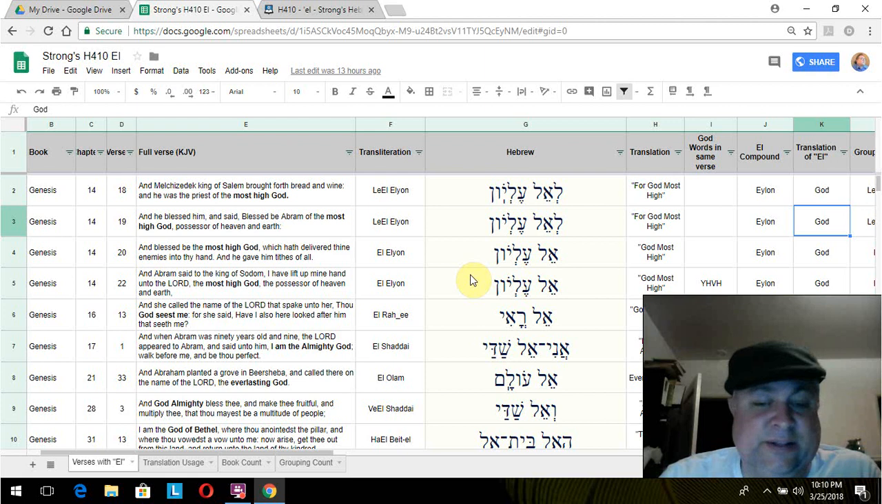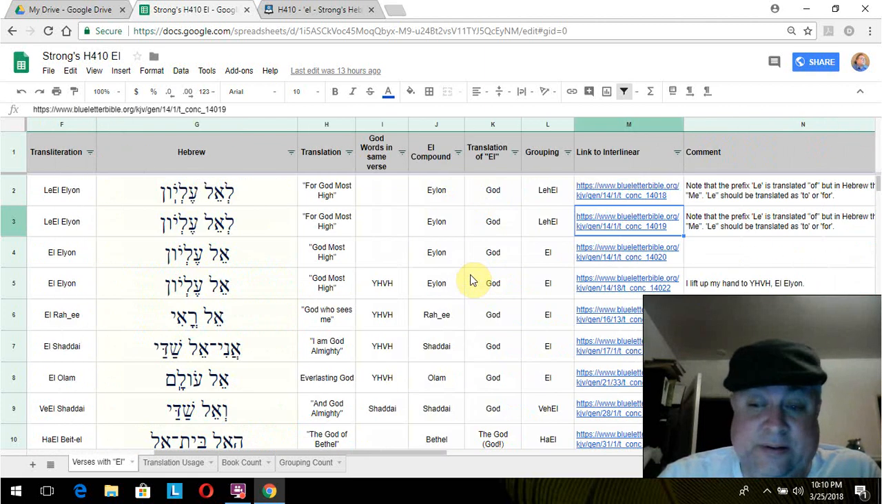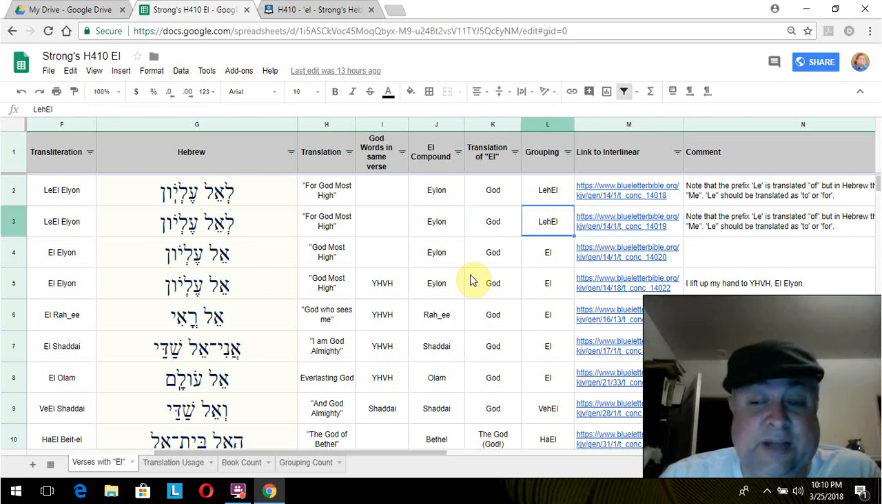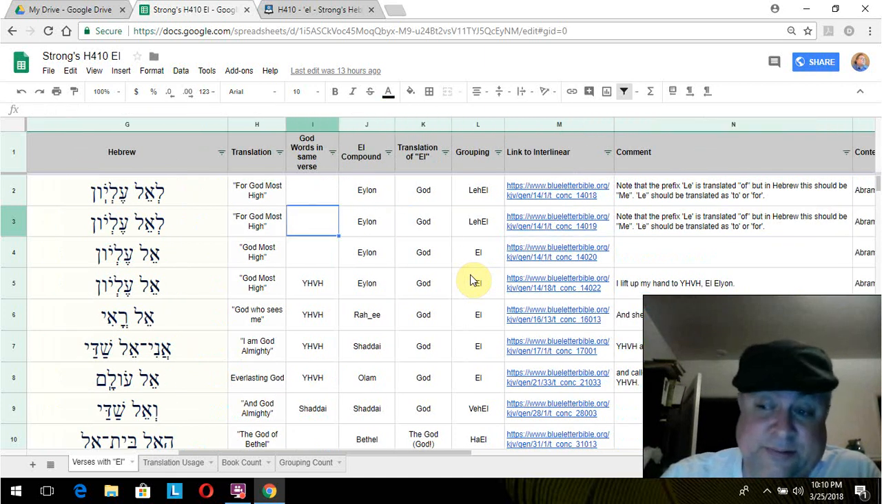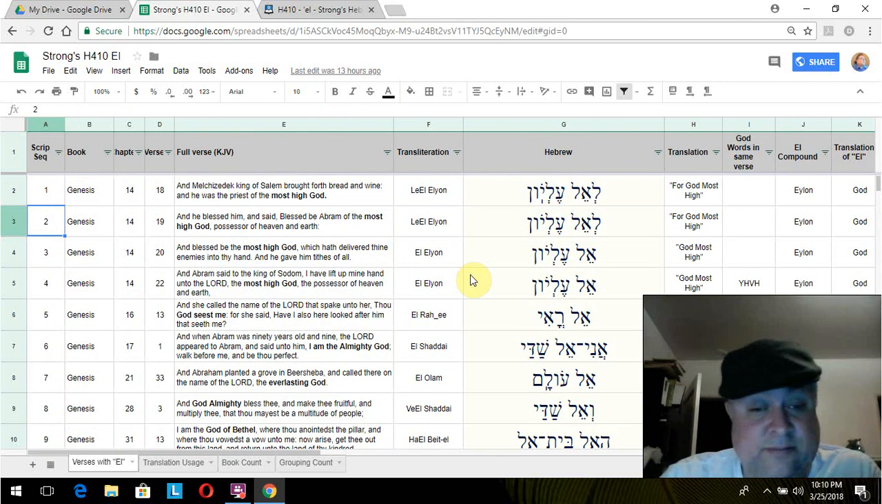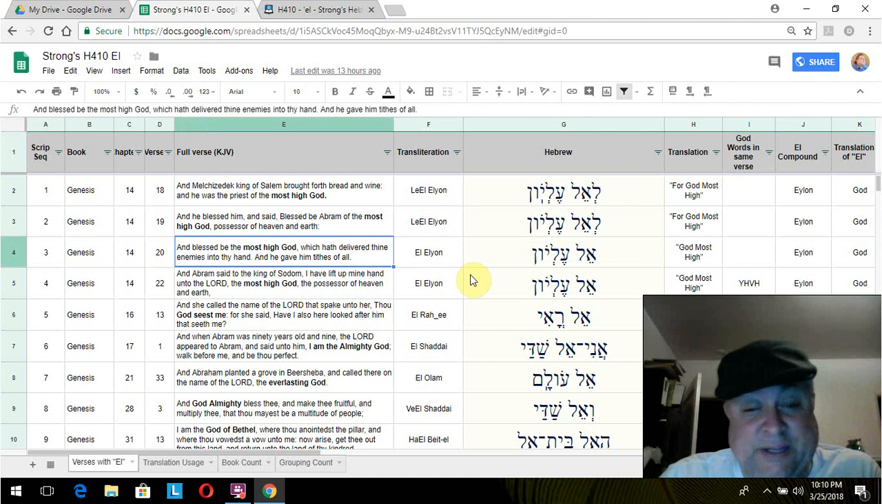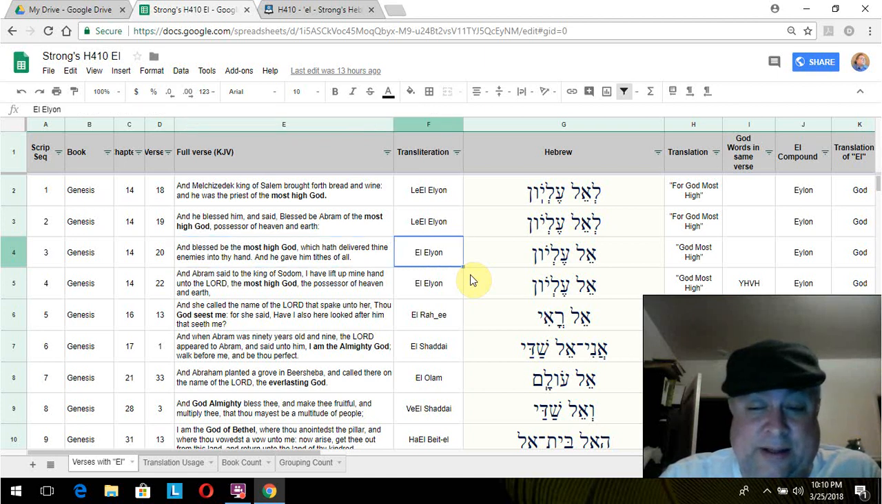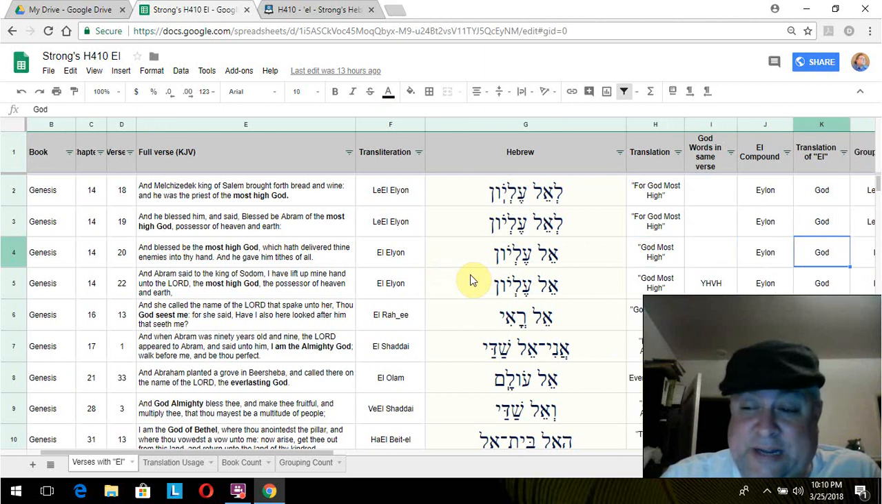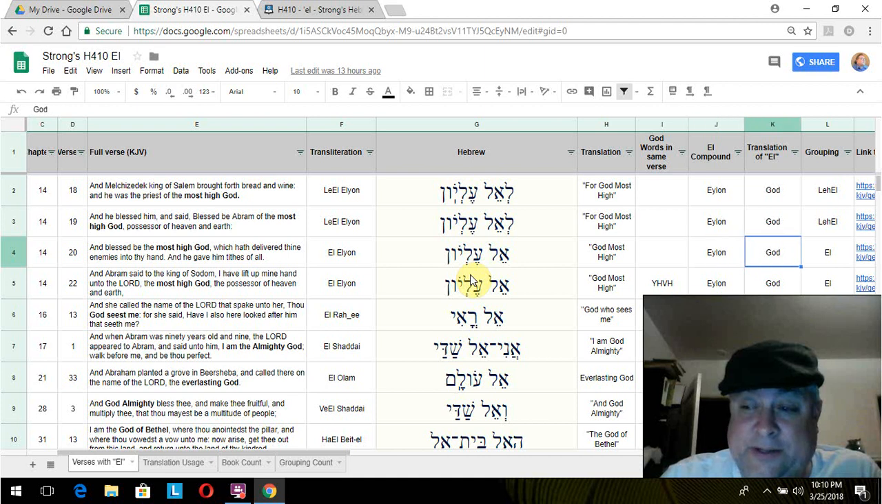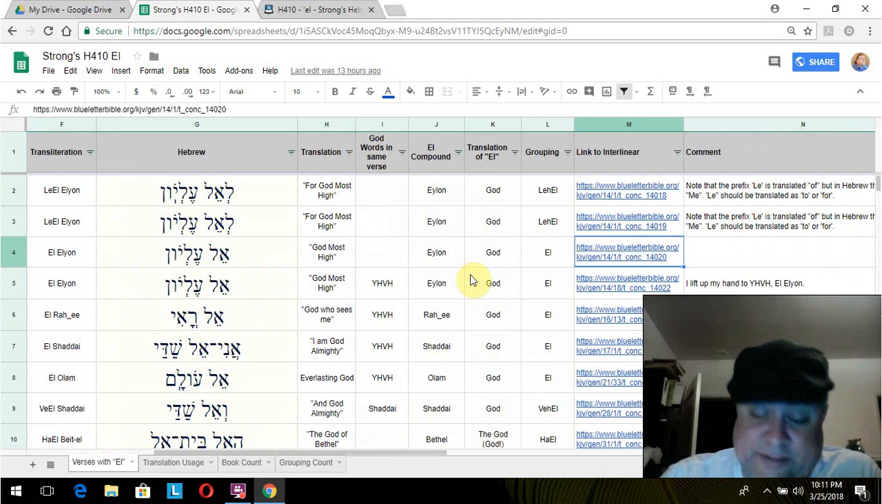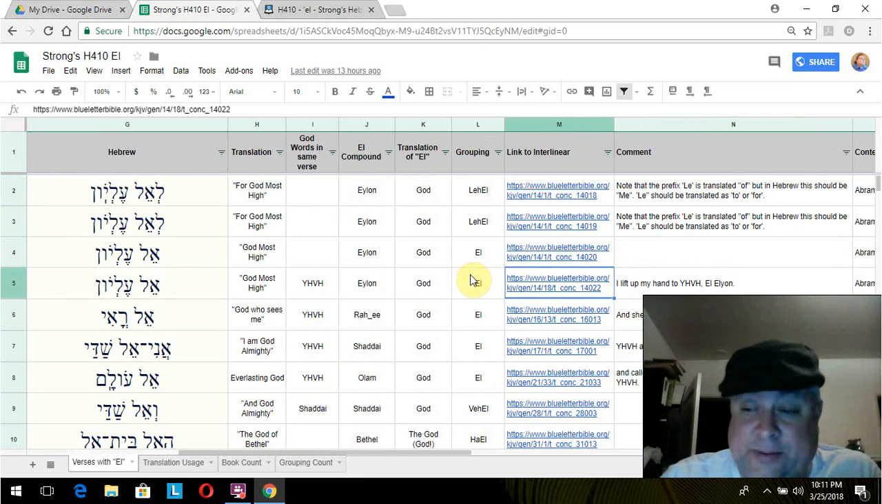The translation of El in this case is of God in the capital G sense, God. The grouping is Le'el. And the same note I have here in regard to the use of Le being translated as for. So verse 20 of chapter 14, and blessed be the Most High God, which hath delivered thine enemies into thy hand, and he gave them tithes of all. And we have El Elyon, translation, God Most High. Compound, Elyon, translation, God with capital G. Grouping is just El. Okay, I have no note on that one.